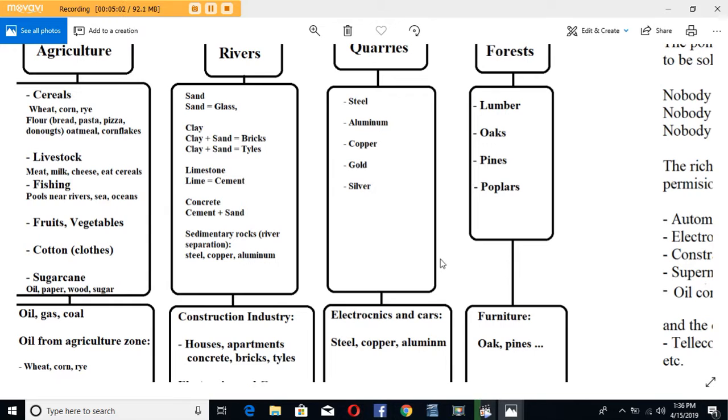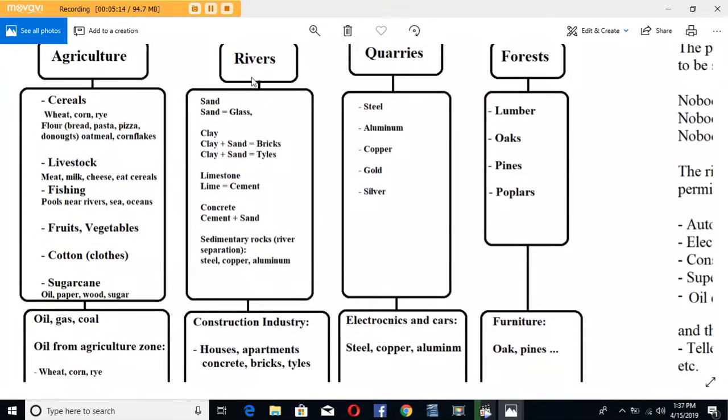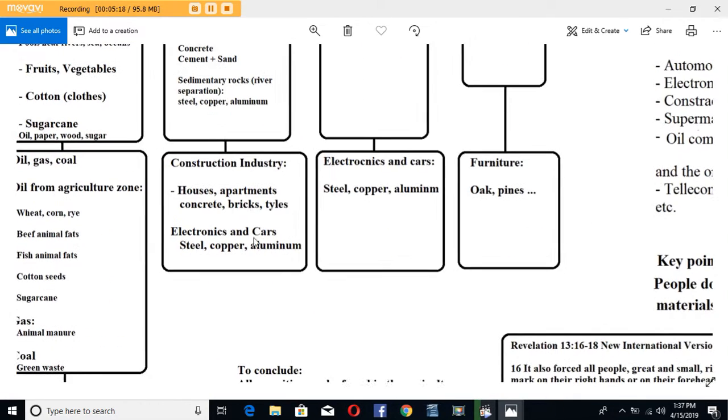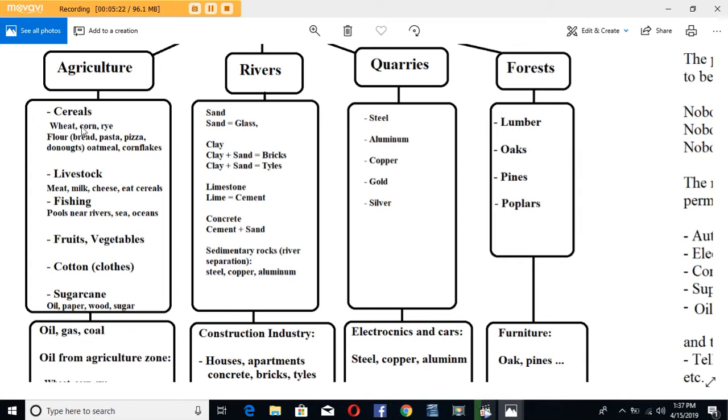Gadgets and cars are made of mined materials from the quarries and rivers, such as steel, copper, aluminum. We can conclude that for housing, cars and gadgets we need the raw materials which are found in the rivers, quarries and forests. The other items include food, clothes and oil, which can be found in the agriculture zone.